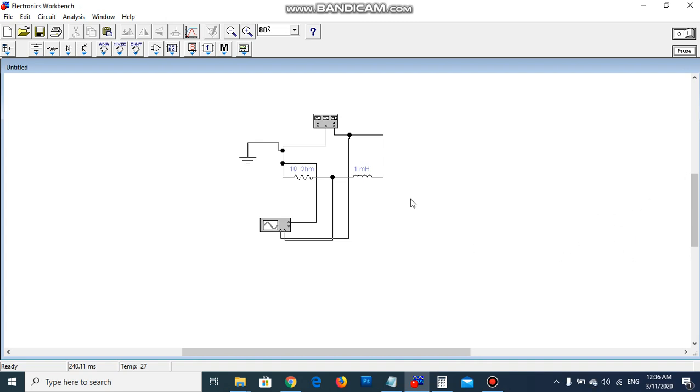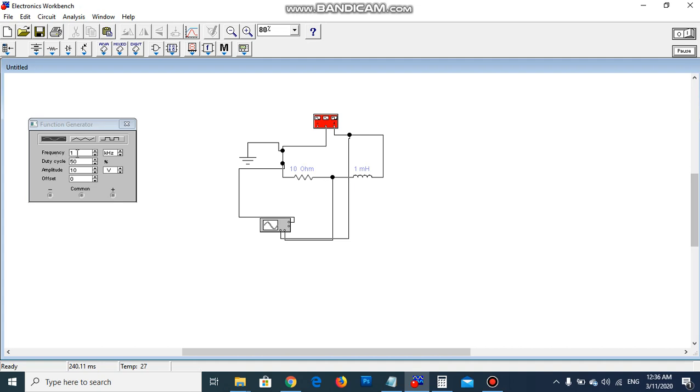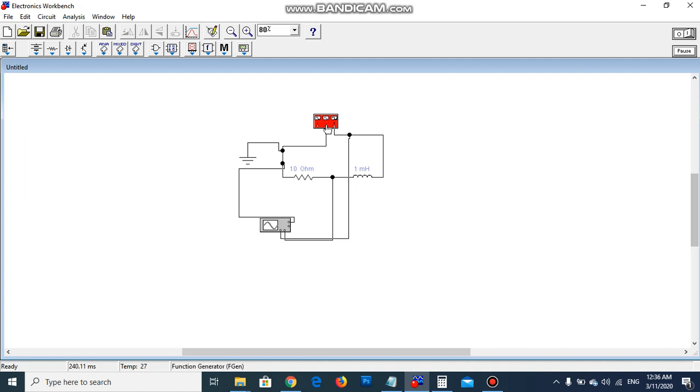Hello guys, I'm going to tell you how to deal with an RL series circuit. An RL series circuit is a resistor and a coil with a function generator giving us a sinusoidal voltage. This is the circuit, with the function generator giving a frequency of 1 kHz sinusoidal voltage. So this is my resistor, the coil, and the generator.